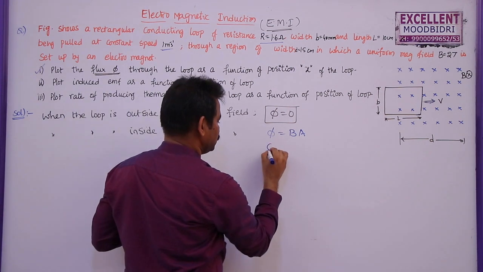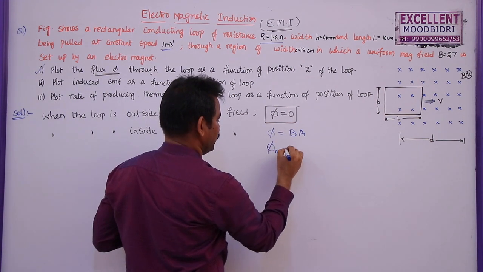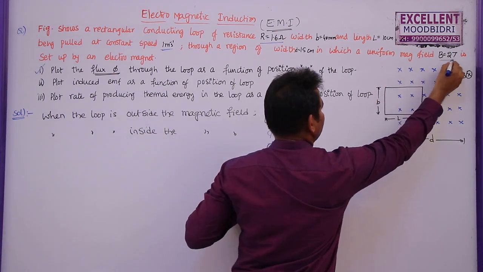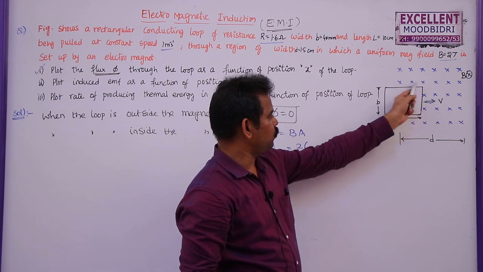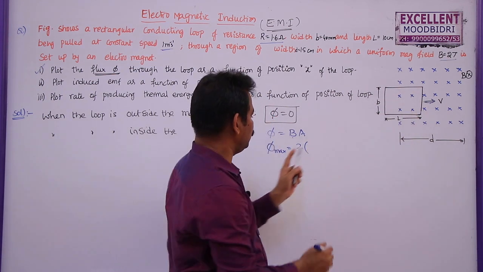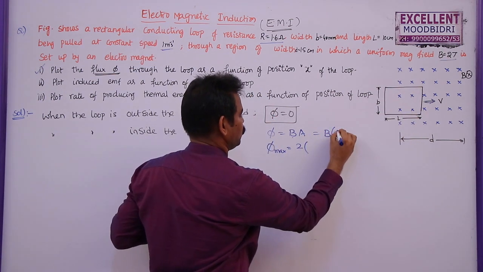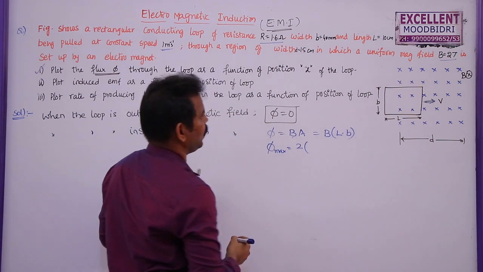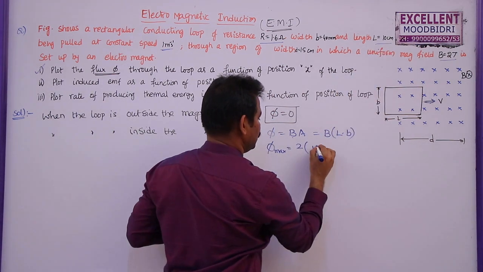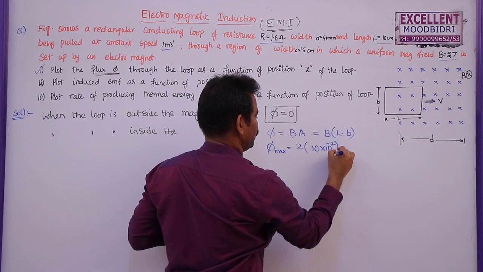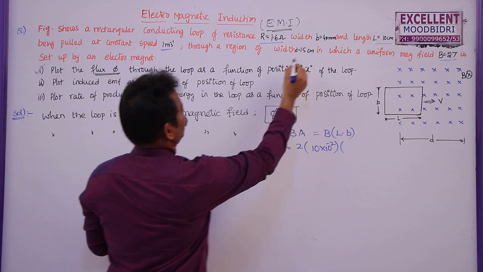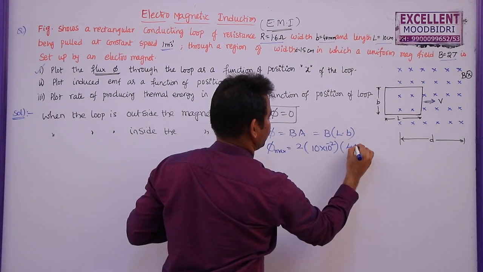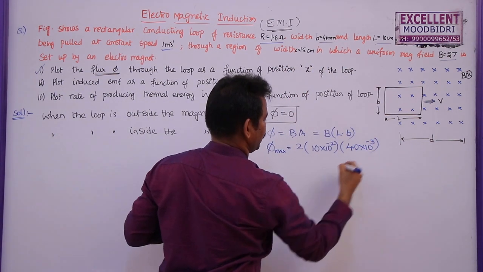That is the maximum flux. What is the magnetic field induction here? 2 Tesla, times the area of the coil through which the flux passes, length into breadth. So I am going to write B into L into B. What is the length here? 10 centimeters, so 10 into 10 power minus 2. What is the width here? The width is given as 40 millimeters. You can write 40 into 10 power minus 3.